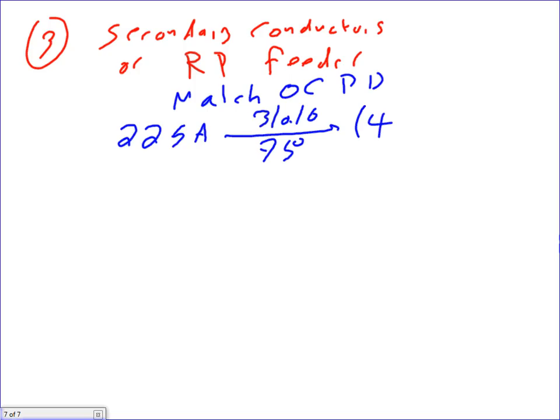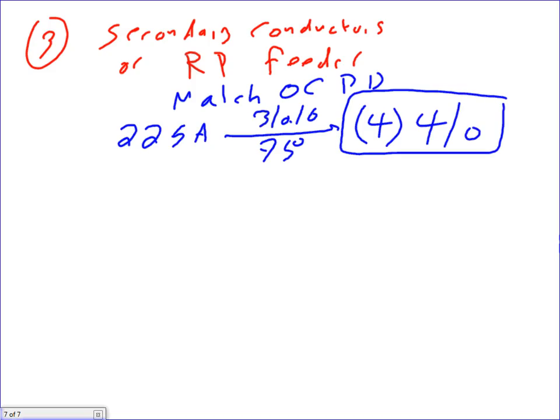Everybody knows why 4? Because it's a Y, and I need a full neutral. 4 out. 4 out. My conductors are 4 out.